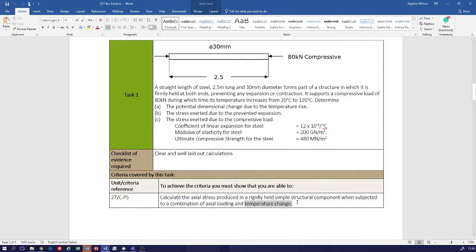Now, why is temperature change mentioned in this for loading? Well, the question we need to ask is what happens to materials when the temperature changes, and the answer is, to a greater or lesser extent, they grow or shrink. So generally, as things get hotter, they expand, and as things get colder, they contract.